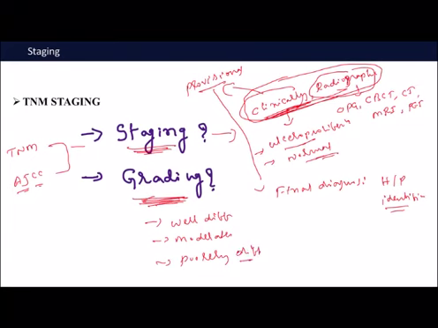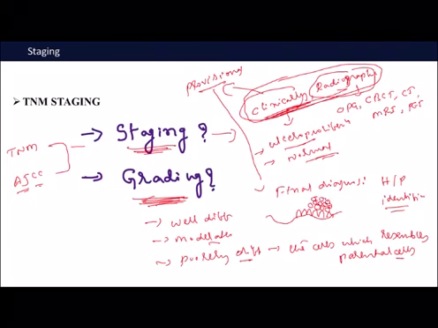Now here the word differentiation means that the cells resemble the parental cells, right? What do you mean by the cells resembling the parental cells? If we have a tissue consisting of cells, and those are all normal cells, right, from the beginning they look like parental cells, which are normal.